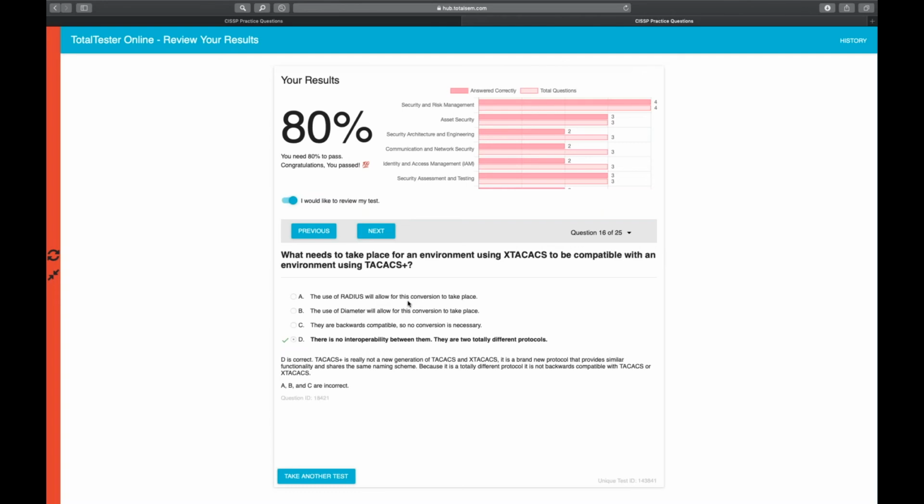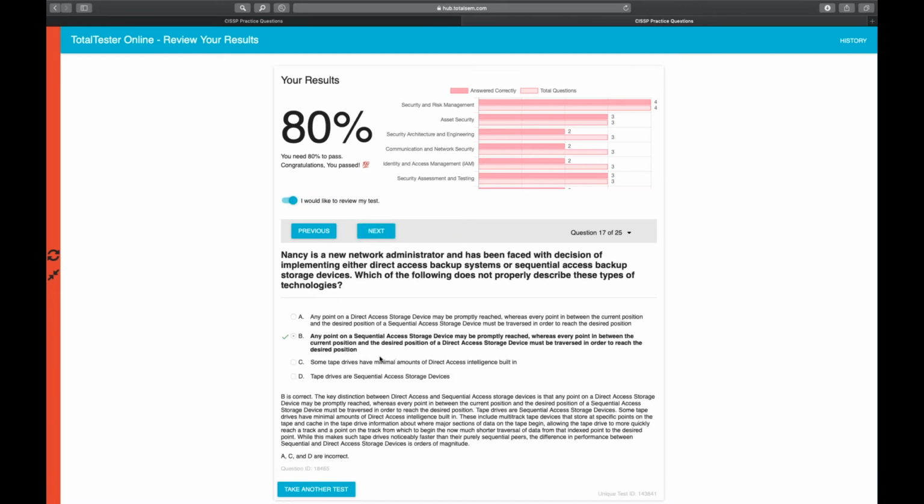TACACS Plus is really not a new generation of TACACS or XTACACS. It's a brand new protocol that provides similar functionality and shares the same naming scheme. Guessed correctly on this one.